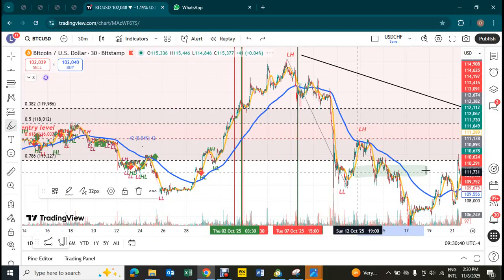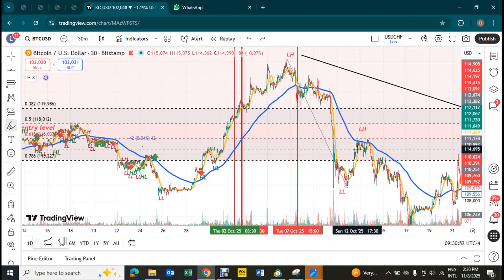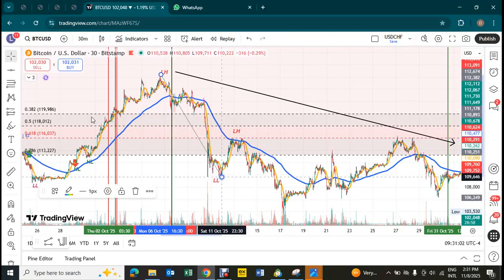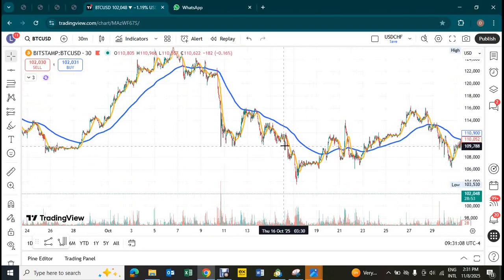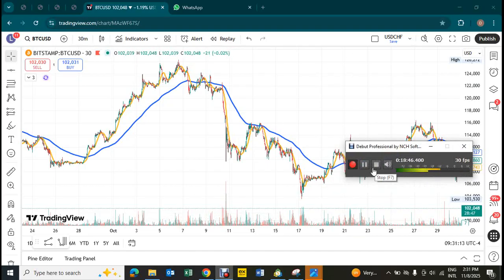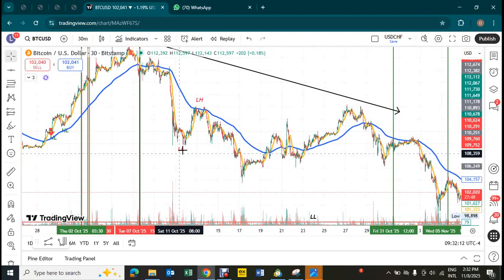You don't need the Fibonacci retracement to find your LL, because what you need is just price. You need price to come down, and of course pass the previous LL, and you are fine. So here you don't need the Fibonacci retracement to do anything. What you need is just an LL. Moving on, now we can see our lower low.